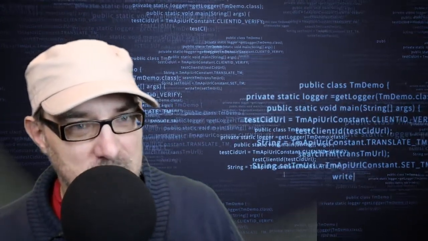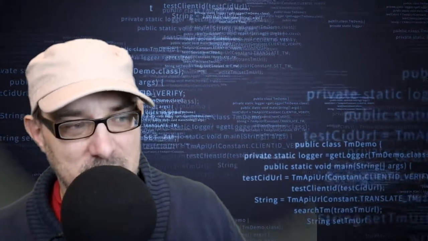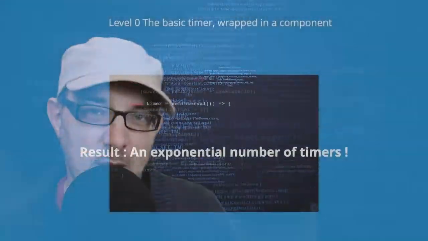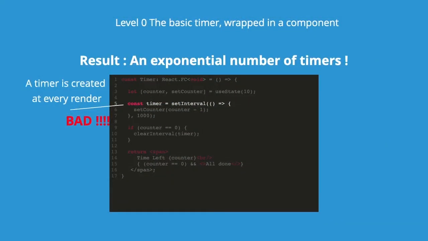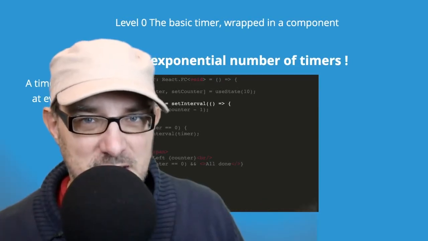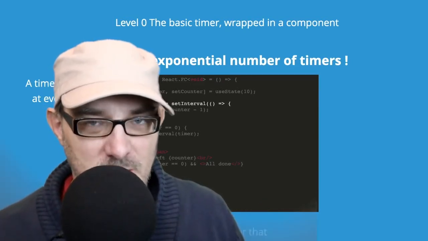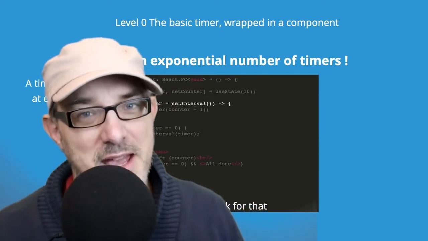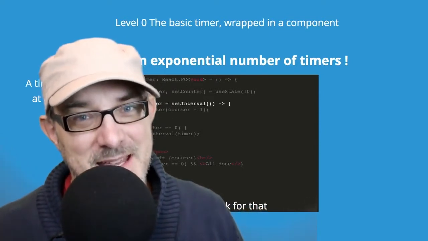Don't copy and paste this code. Don't use it. It's very dangerous. We end up with an exponential number of timers. Now, why is that? The timer is created every time a render is called. And the render is called every time the state is updated.